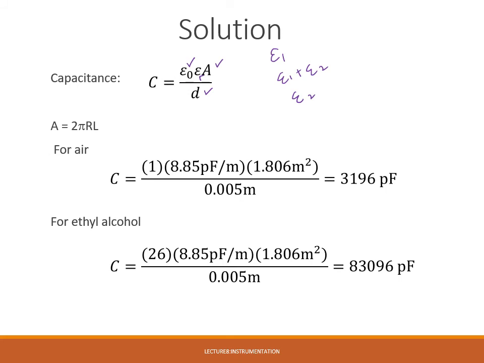A is fixed and can be calculated using 2 pi R L. L is given, R is given. If you calculate, you get this value, 1.806 meter squared. You have to remember that all units must be in meters. Then the distance is 0.5 cm, which is 0.005 meter.